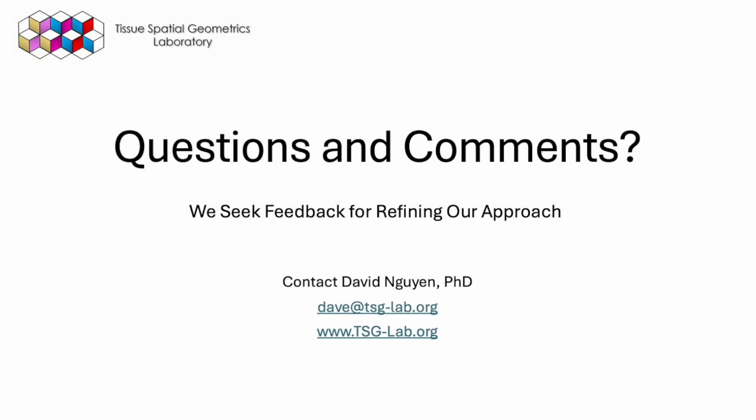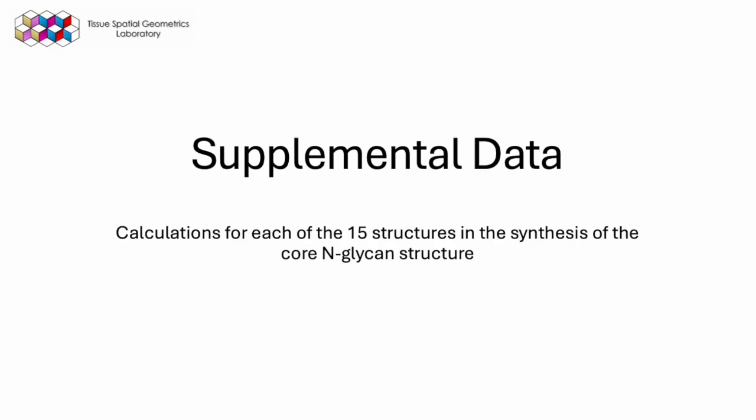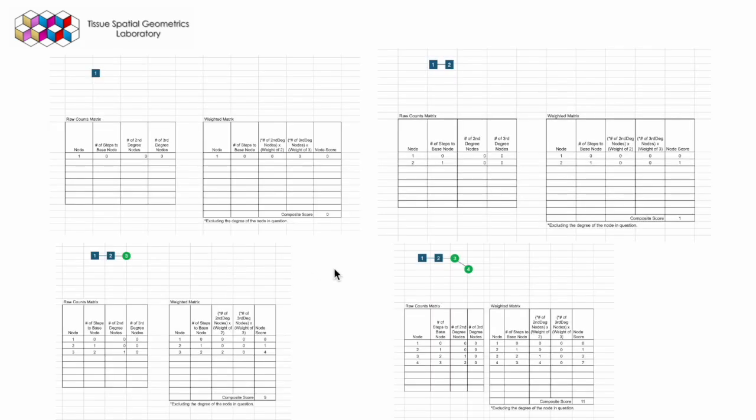The rest of the document that goes with this video is supplemental data in which I show the calculations for each of the 15 structures of the N-Glycan core structure so that people can verify the calculations and see that the system is simple enough that you can manually calculate it.